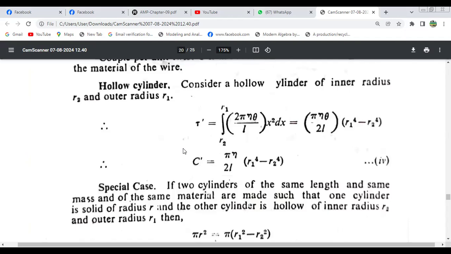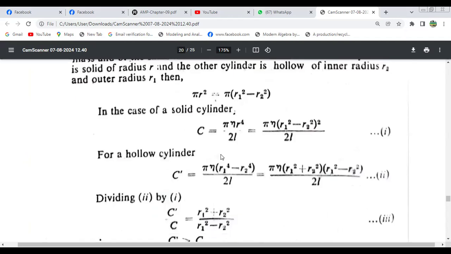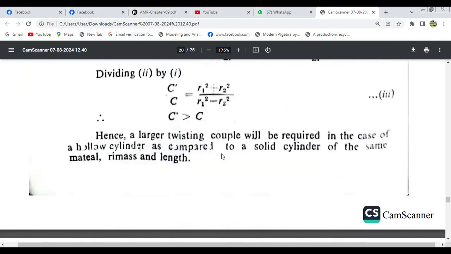Now hollow cylinder, for hollow cylinder, we get this one. In the special case, we can also observe that the larger twisting couple will be required in case of the hollow cylinder as compared.